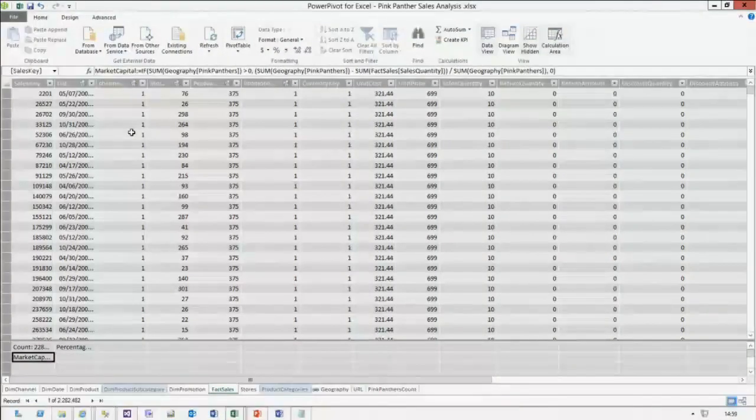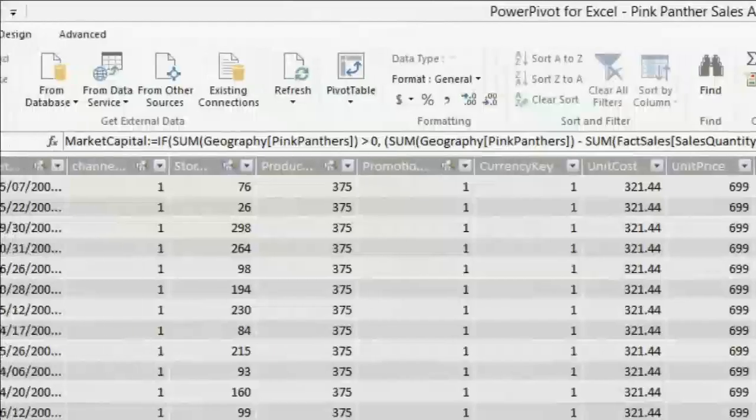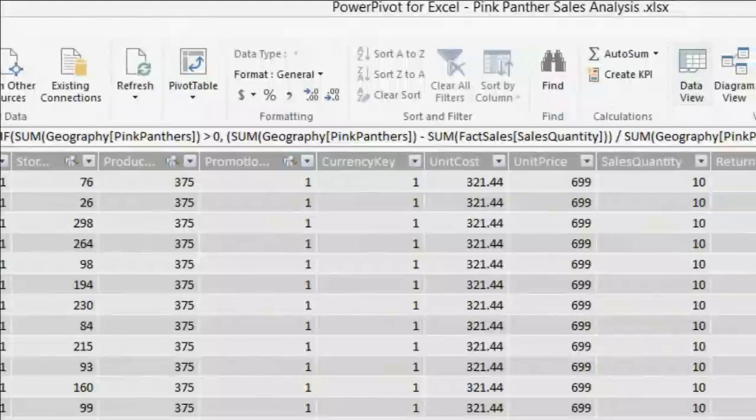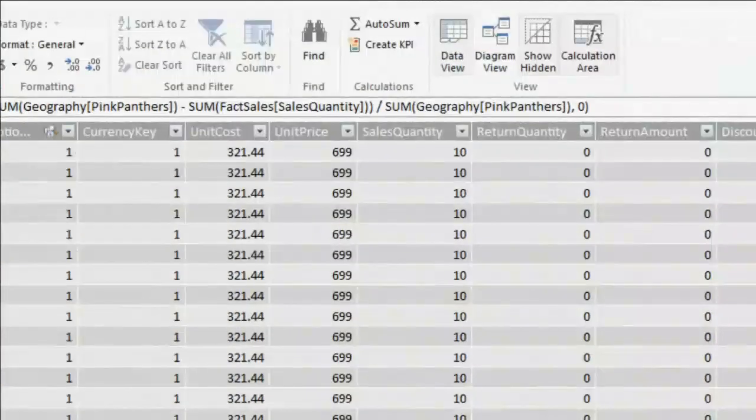And what is this measure going to do? I'm going to walk you through the measure. What this measure does is it sums up the count of the Pink Panthers, then subtracts the overall quantity of cell phones that have been sold and the products sold, and then divides by the Pink Panthers. So this gives you an opportunity of how much market capitalization I can reach depending on the quantity of the Pink Panthers which are there.